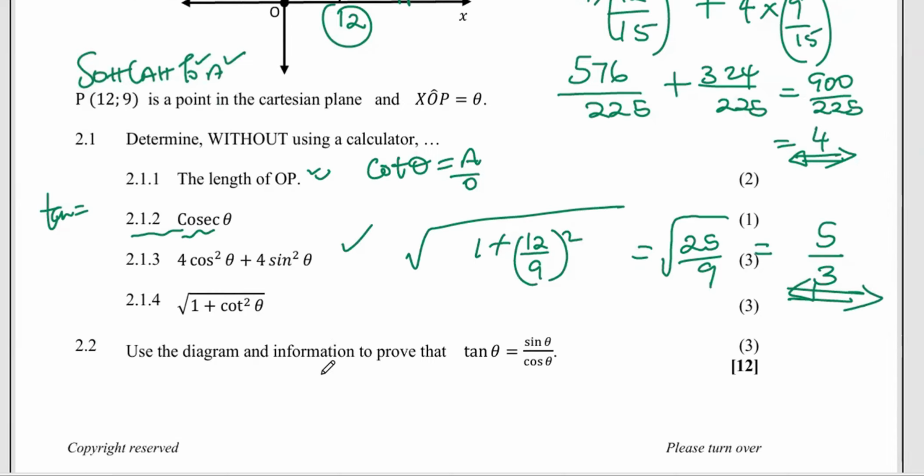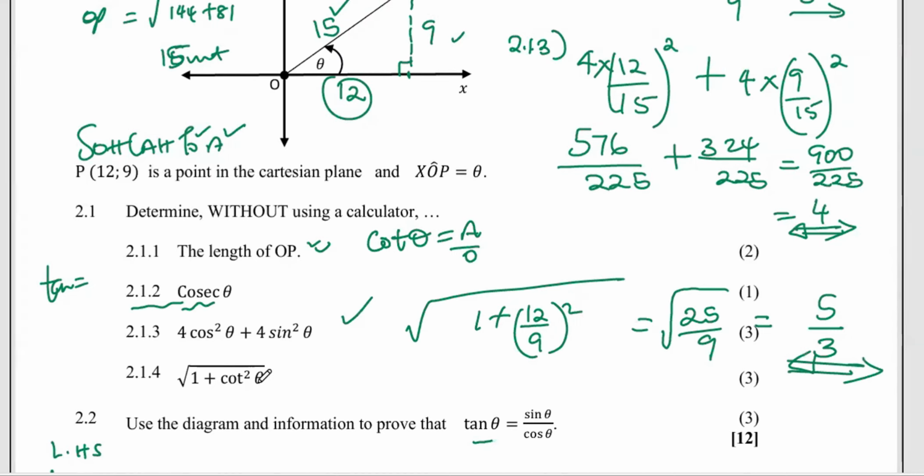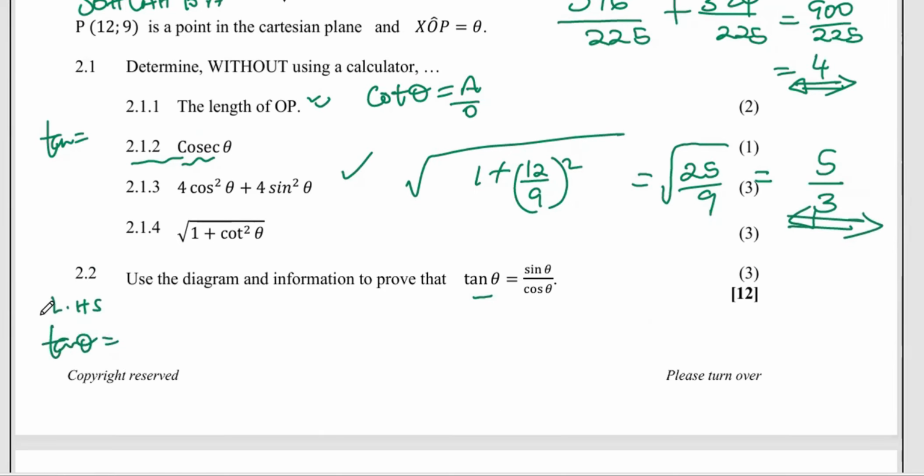And then 2.2. They want us to still use the diagram and the information to prove that tan theta is given as this. So this is an identity, okay? So start with your left-hand side. What is the tan of theta? We said it's the opposite over the adjacent. So it's going to be 9 over 12. Okay, so if that is 9 over 12, divide by 3, which is going to be 3 over 4.